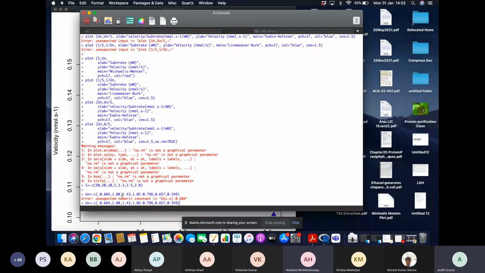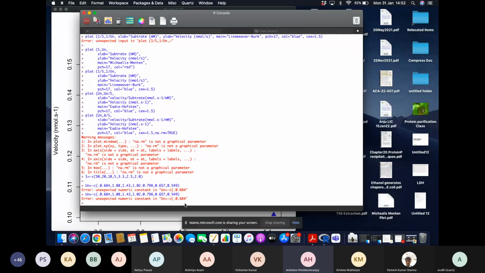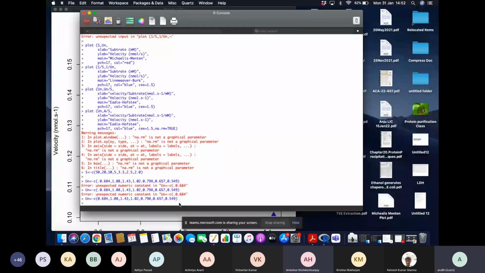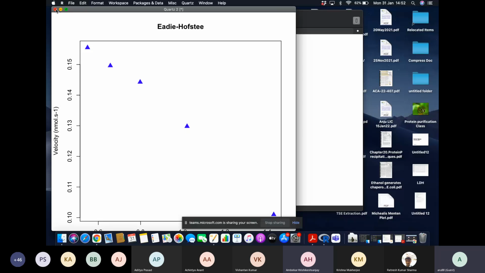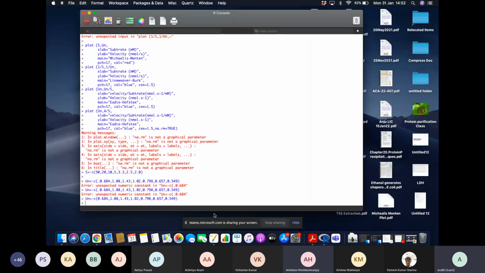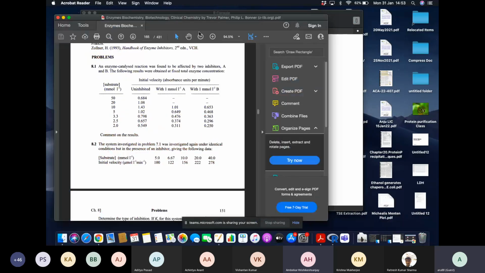Okay, so there's a small error. This should be comma. So I have loaded the two values, the substrate concentration, and we are now looking at the uninhibited one. Fine. So now I use different parameters for those things.